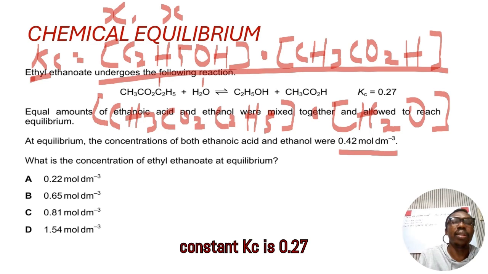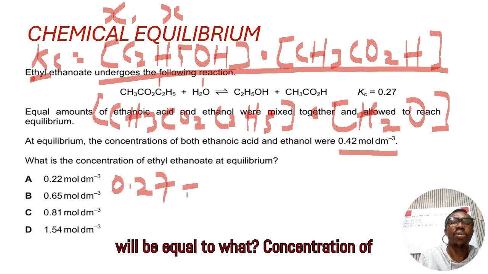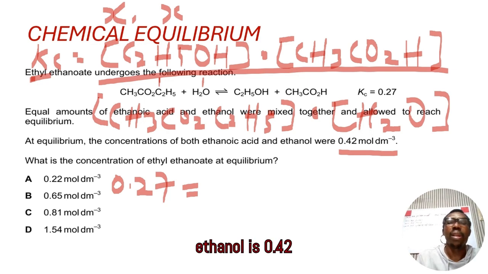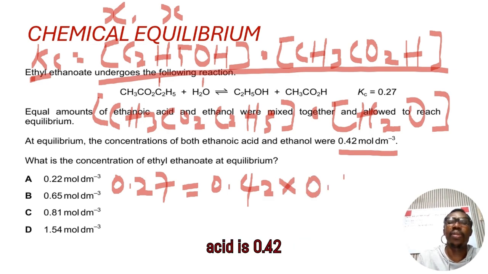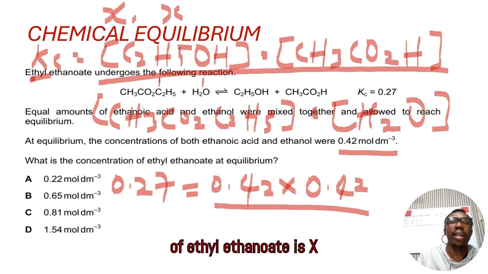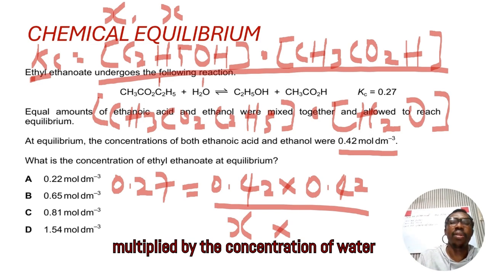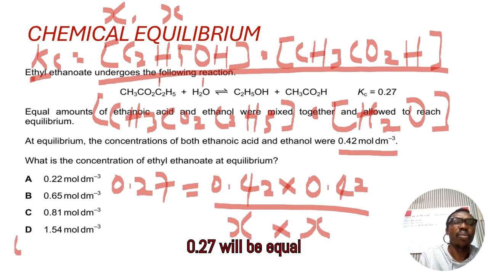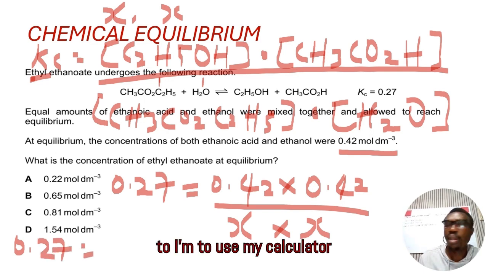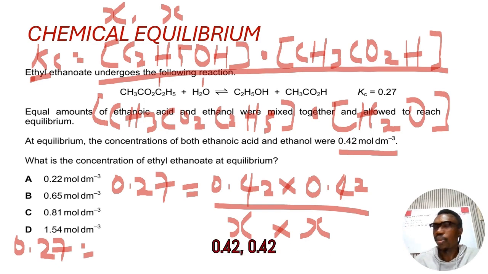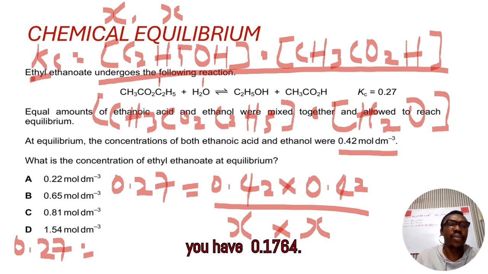The equilibrium constant Kc, 0.27, will be equal to the concentration of ethanol, 0.42, multiplied by the concentration of ethanoic acid, 0.42, divided by the concentration of ethyl ethanoate, X, multiplied by the concentration of water, which is also X. So 0.27 will be equal to, I'm going to use my calculator, 0.42 times 0.42, which gives you 0.1764.